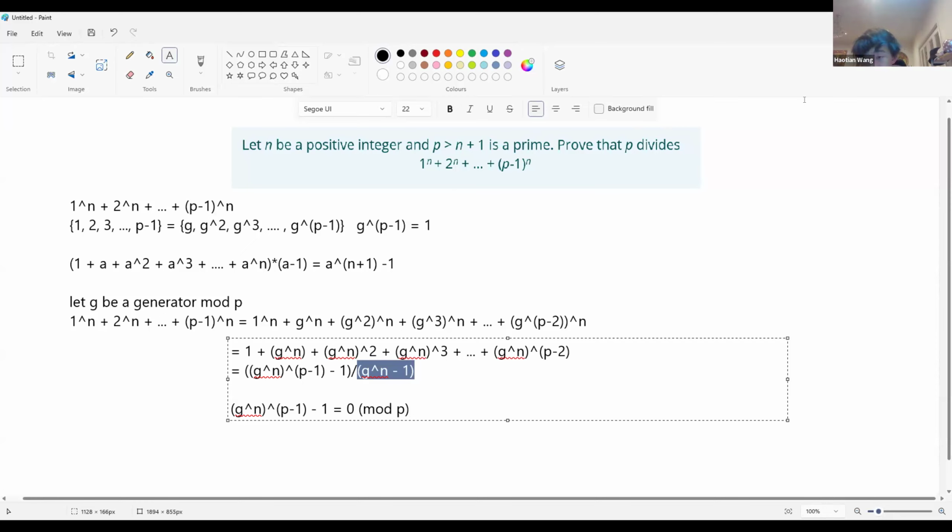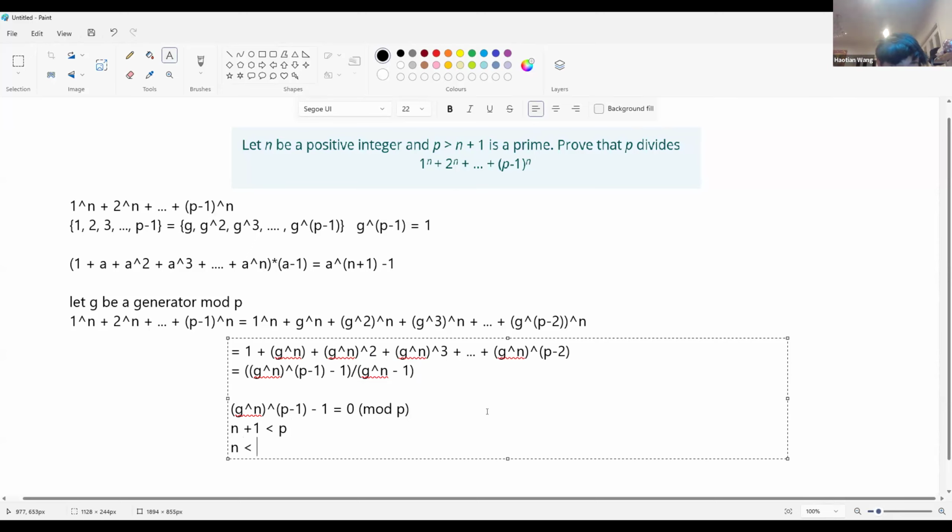And now we realize that's how we use the condition that P is bigger than N plus 1, because that means N plus 1 is less than P, which is the same as N is less than P minus 1. So therefore G to the N is not congruent to 1 mod P, because G to the P minus 1 is congruent to 1. And yep, so now we're done with the problem.